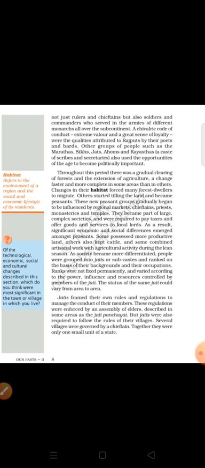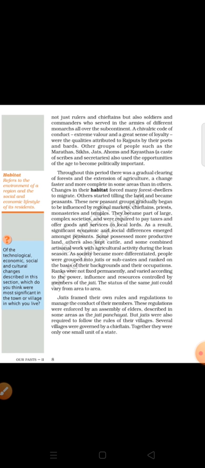Cavalry code of conduct, extreme valor, and a great sense of loyalty were the qualities attributed to a Rajput by their poets and bards. Other groups of people, such as the Marathas, Sikhs, Jats, Ahoms, and Kayasthas, a caste of scribes and secretaries, also used the opportunities of the age to become politically important. So in this time, not only the Rajputs, some more jatis and communities also developed. We can learn about all of them in the next few chapters.